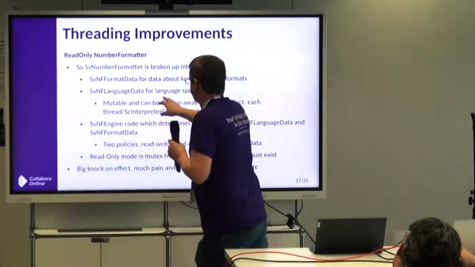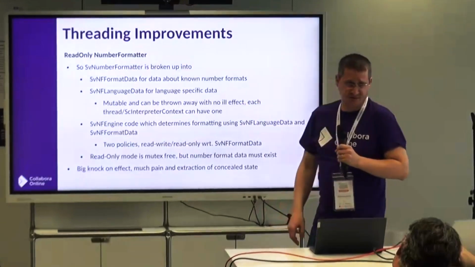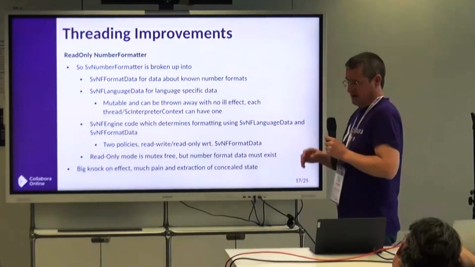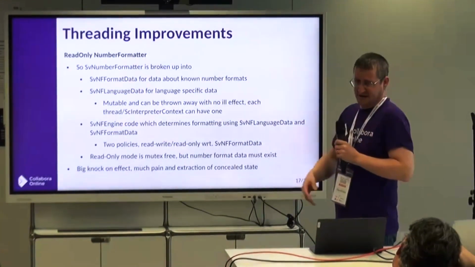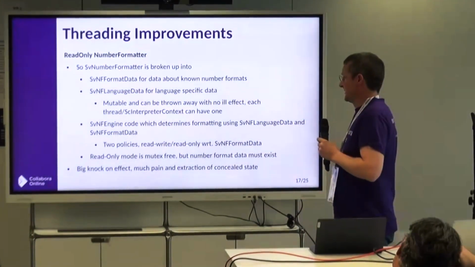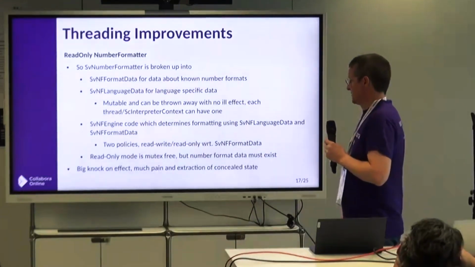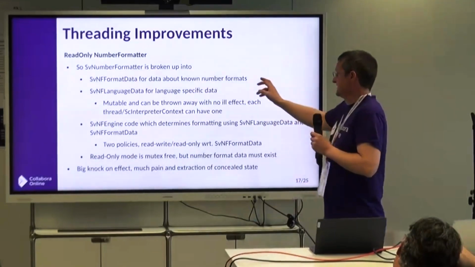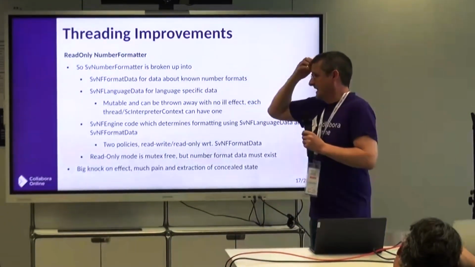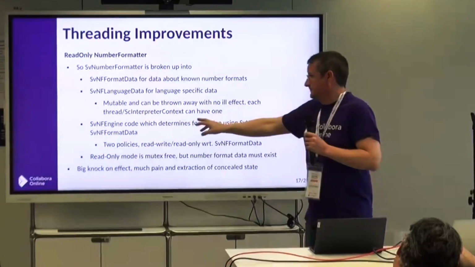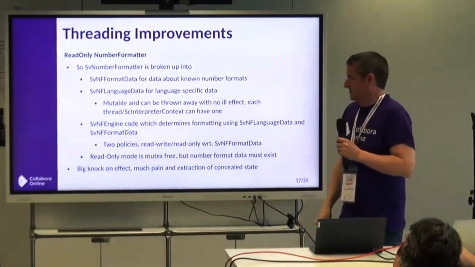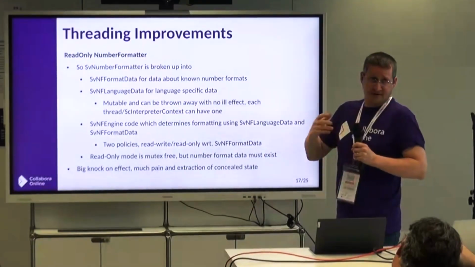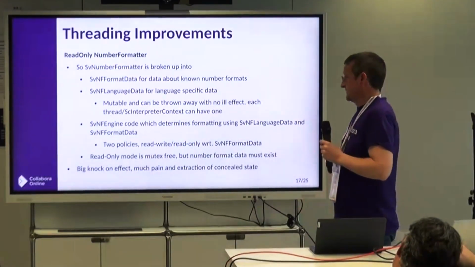The language data, that is a kind of temporary thing that's thrown away. You change your language as you go through the document. It's a multi-language document. You can throw away your language data at any time and recreate another one without any particular difficulty. So there's no important state in language data. Your format data is your important state, and then you have this number formatter engine that operates on the two. So the number formatter still exists, but it is now defined in terms of these three parts.